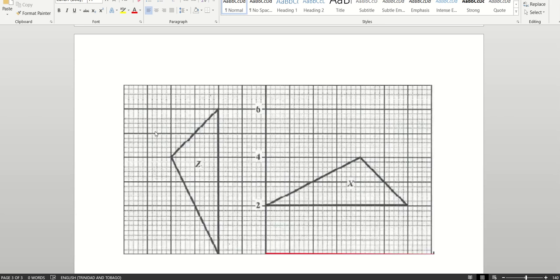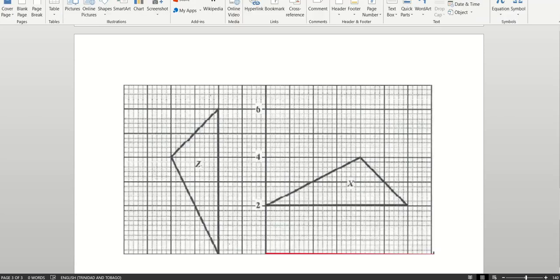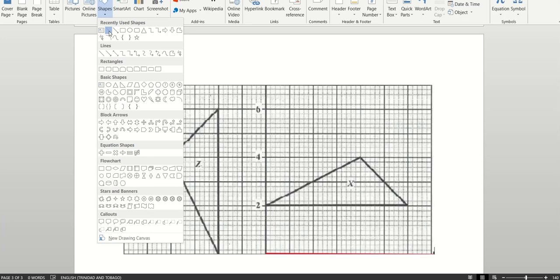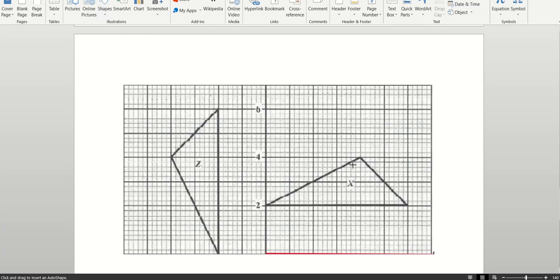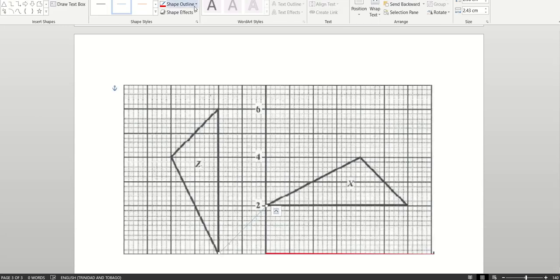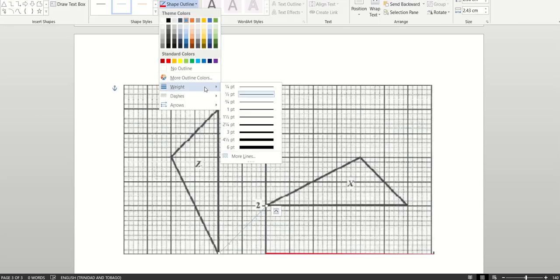Right, so this is what we have here. The first thing you're going to do to find your center of rotation is you're going to connect 2 corresponding points. So you're going to connect this point here. Let's connect these 2 points, this point here and this point here. All right, I'll make it bigger so you guys can see.